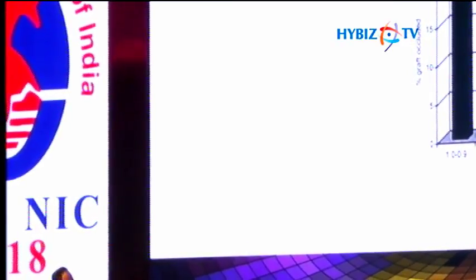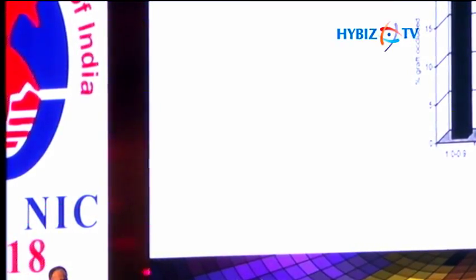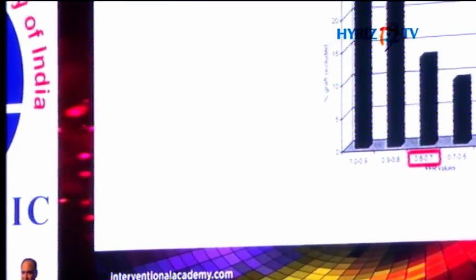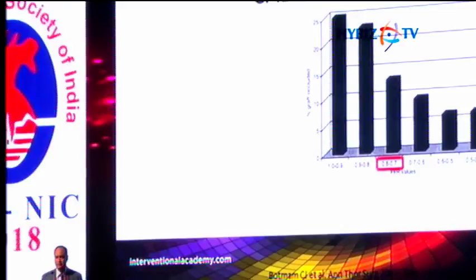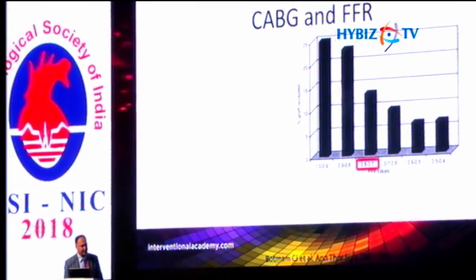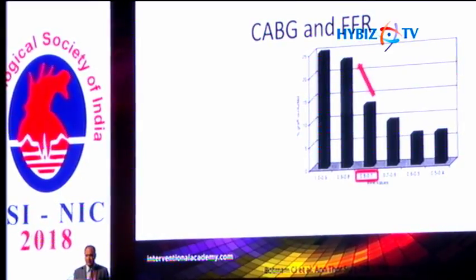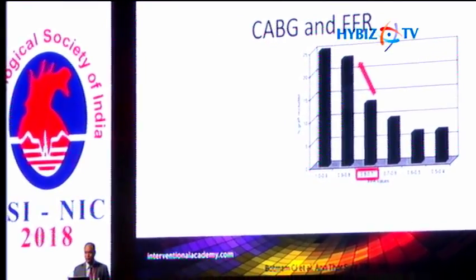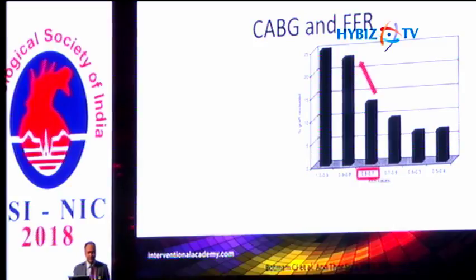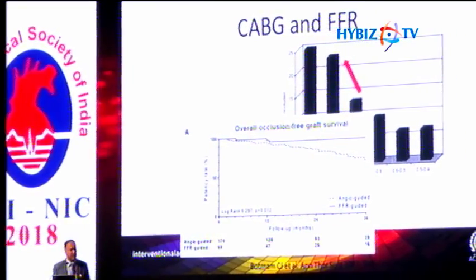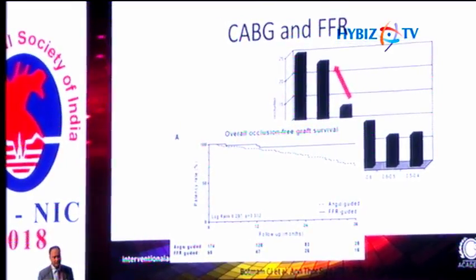In this particular study, and there are quite a few of these, you can see that when the FFR is more than 0.8 and a bypass graft is put into a vessel like that, the graft patency is significantly reduced. A lot more grafts get occluded when they are put into a vessel that does not have physiologically significant stenosis. So that is the impact on bypass graft patency.